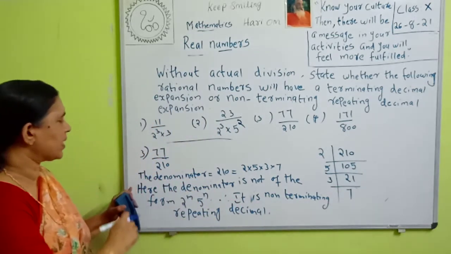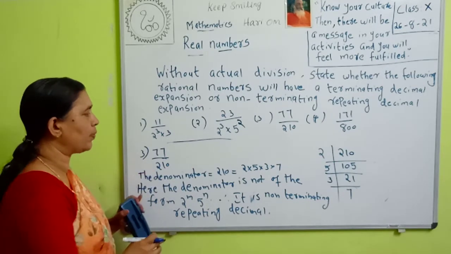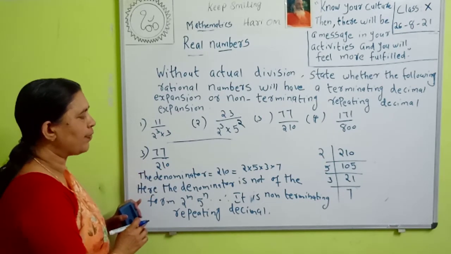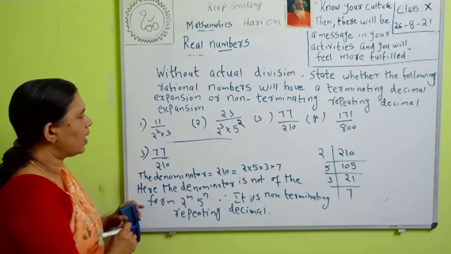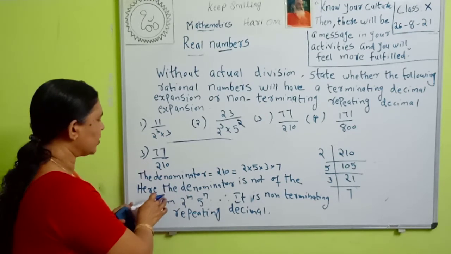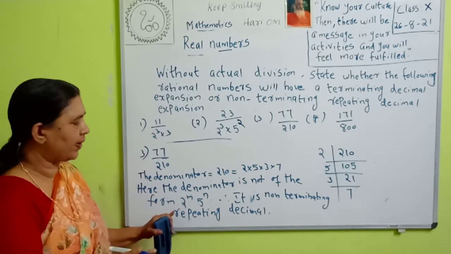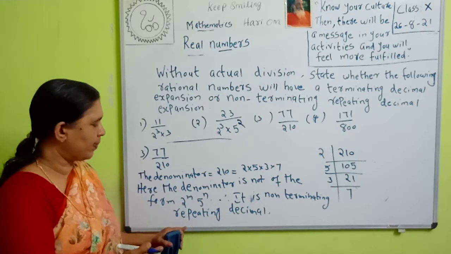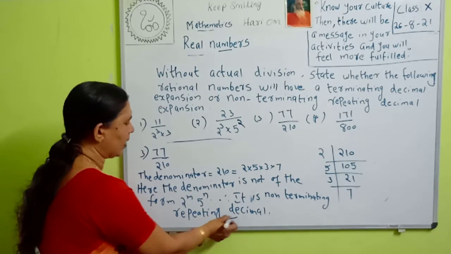Here we factorize this 210, then 210 is equal to 2 into 5 into 3 into 7. Then it is not of the form 2 raised to m, 5 raised to n. So it is a non-terminating repeating decimal.